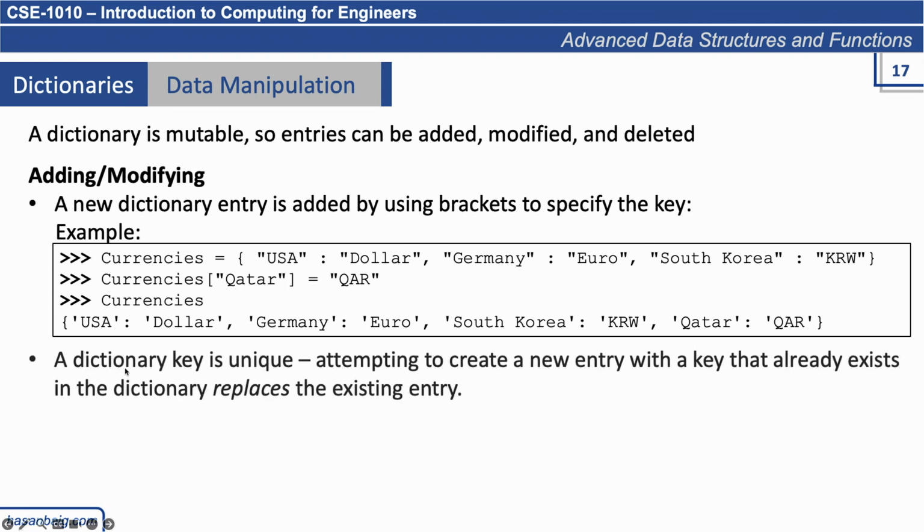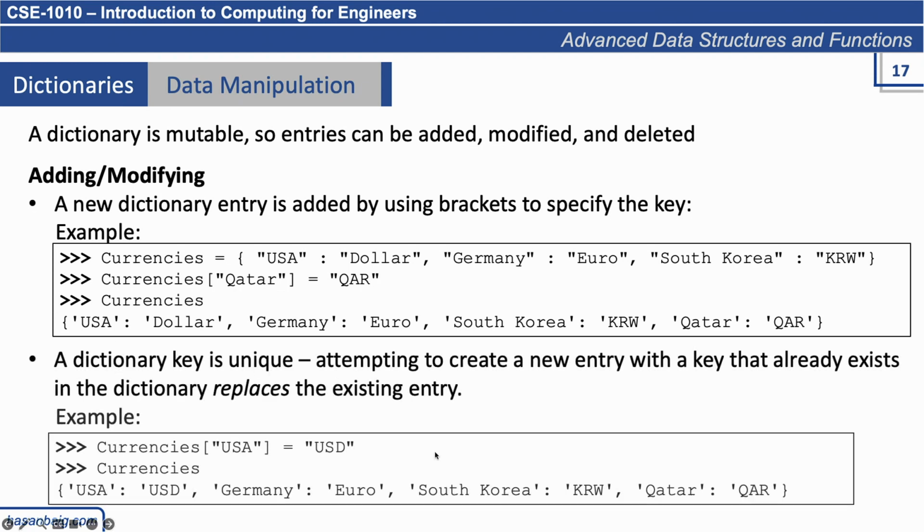So this is an example. The currency of USA equals USD, so it will look for USA. If it already exists in the dictionary, it will overwrite the previous value. If it does not exist, it will create a new entry, just like in this case, currencies Qatar and QAR.